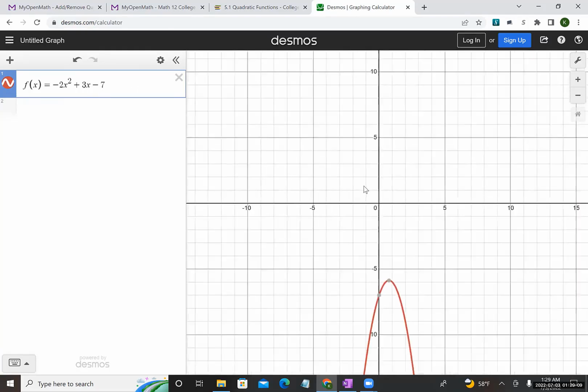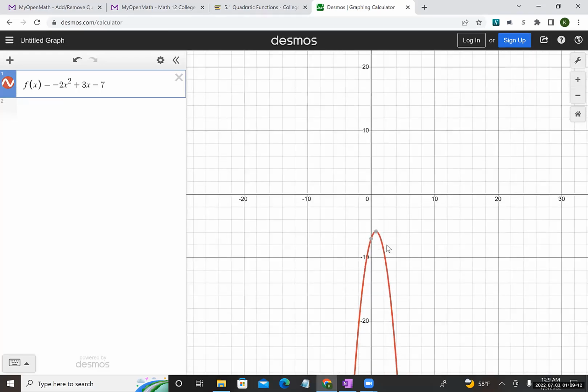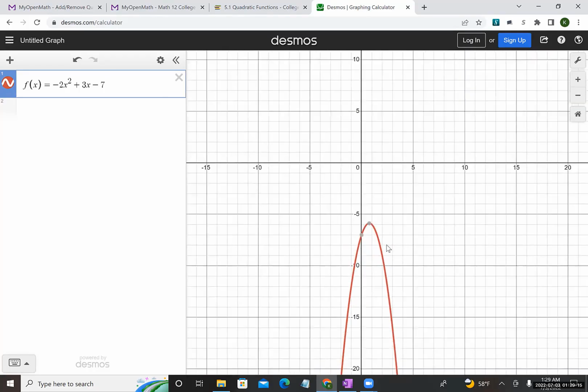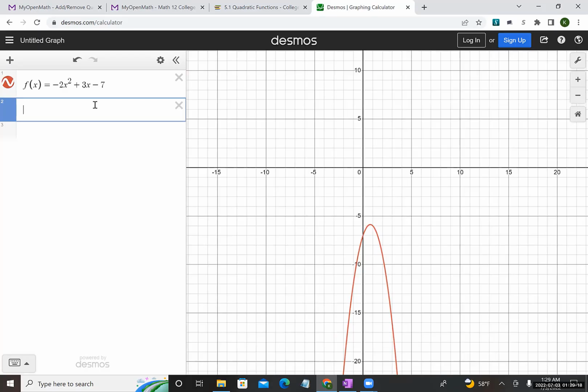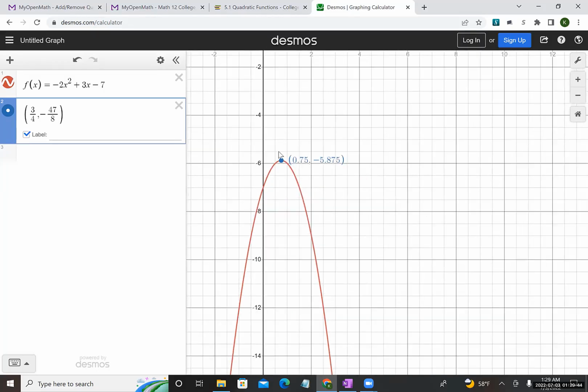See, that's the draft of the function here, and you can see that there's no x-intercept, right? Because the coefficient a is negative, that's why it opens downward. We could actually put in the coordinate for the vertex, which we found was 3/4, comma, I believe it was negative 47 over 8. But yeah, that's the vertex there.